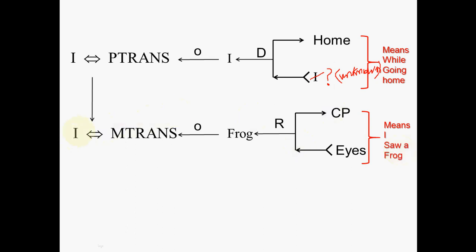So the object involved here is I, and the action is M trans, memory transfer. What image am I memory transferring? It is frog, so the object involved in M trans is frog. And what is the recipient relation? From my eyes, that image is transferred to the consciousness processor, and then I realize that it's a frog. Is it clear?